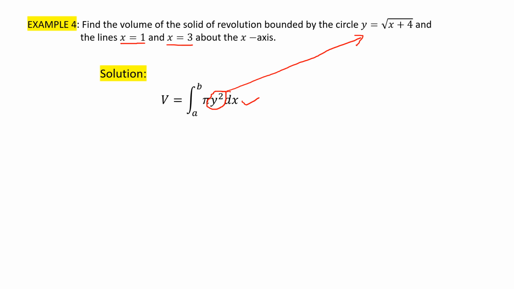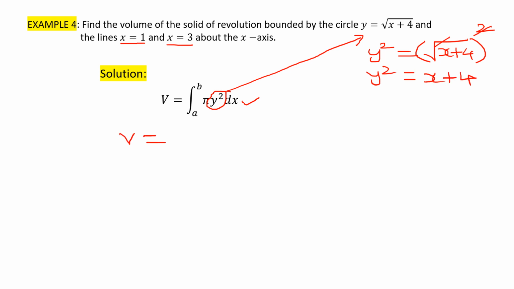The curve is y equal to square root of x plus 4, but I am looking for y power 2. So what I do, I have to square both sides of the given curve. That will give you square root of x plus 4 the whole square. We know that the square root and square get cancelled. So in place of y power 2, now we have only x plus 4. Let us substitute these values in the formula.